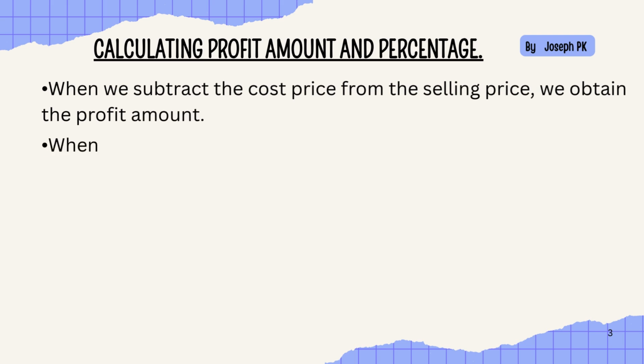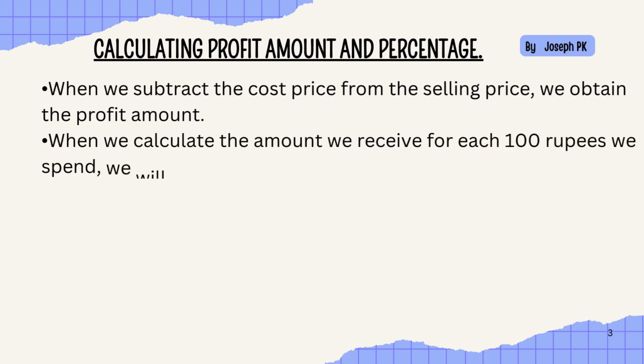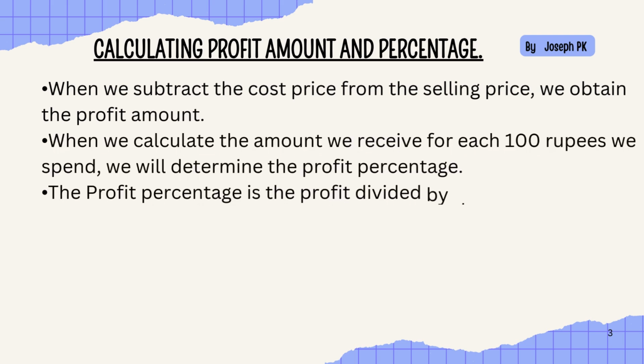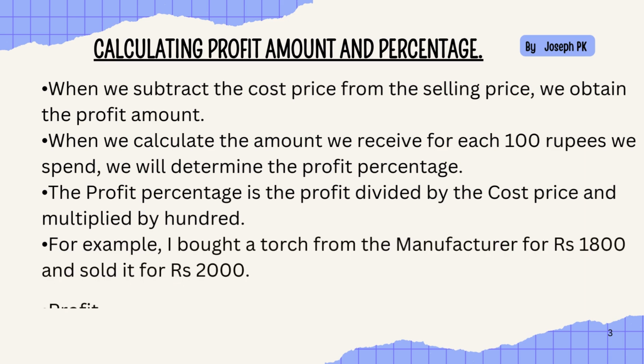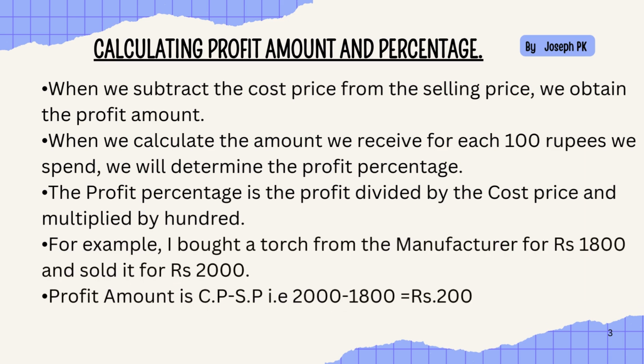Calculating profit amount and percentage. When we subtract the cost price from the selling price, we obtain the profit amount. When we calculate the amount we receive for each 100 rupees we spend, we determine the profit percentage. The profit percentage is profit divided by cost price and multiplied by 100.